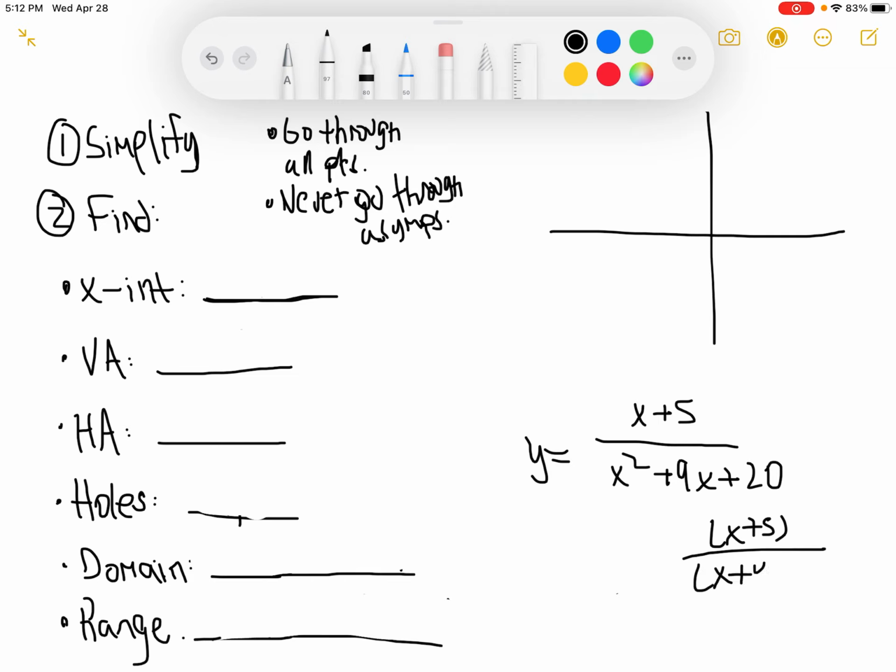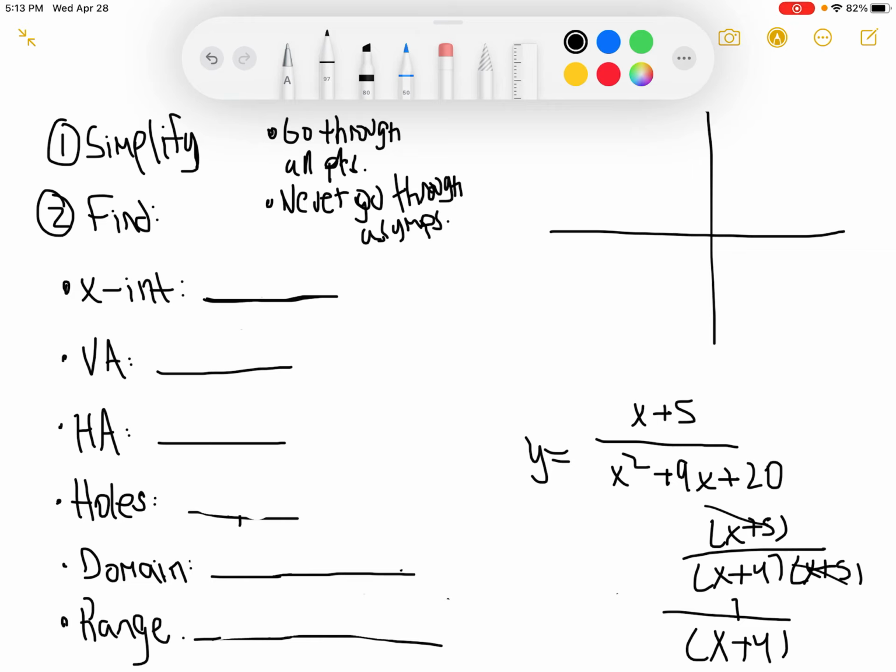Going back to our first lesson of this unit, we see that these would cancel out, wouldn't they? So once you cancel them out, you end up with 1 over x plus 4. So that is our simplified answer.